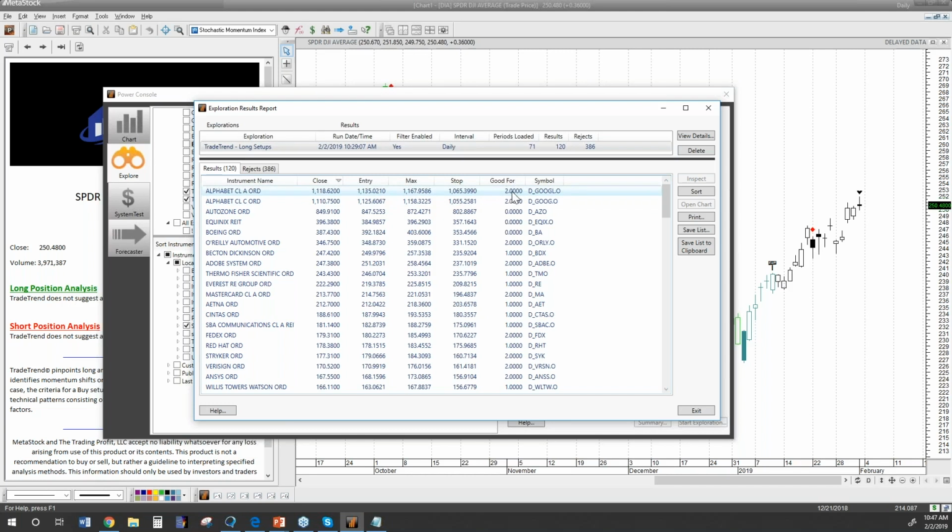Right here, you've got a good for value. The signals that are generated by Tradetrend are good for 3 days. So in the case of Alphabet, if we opened up that chart, it would actually show a signal yesterday on a daily chart, with it being good for 2 more days. If it shows 0, like in the case of AutoZone right here, this means it's going to have to trigger tomorrow.